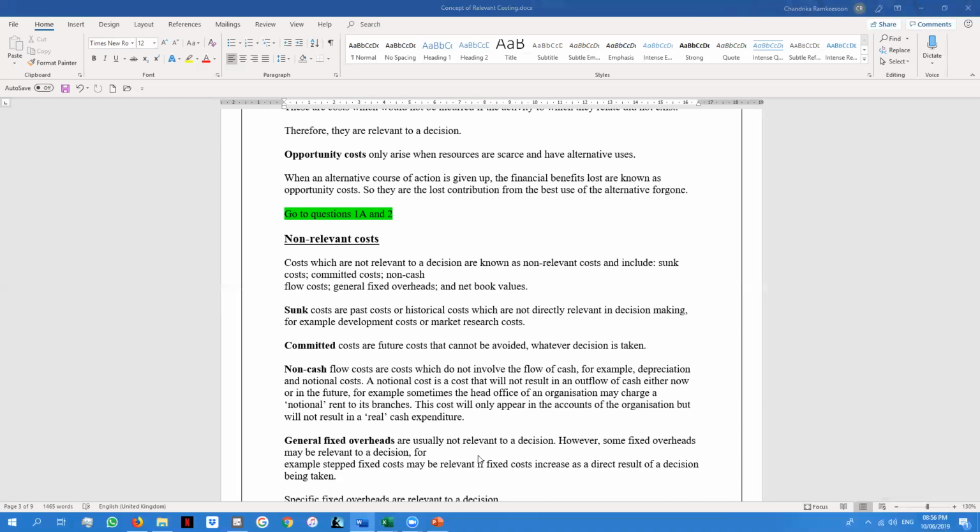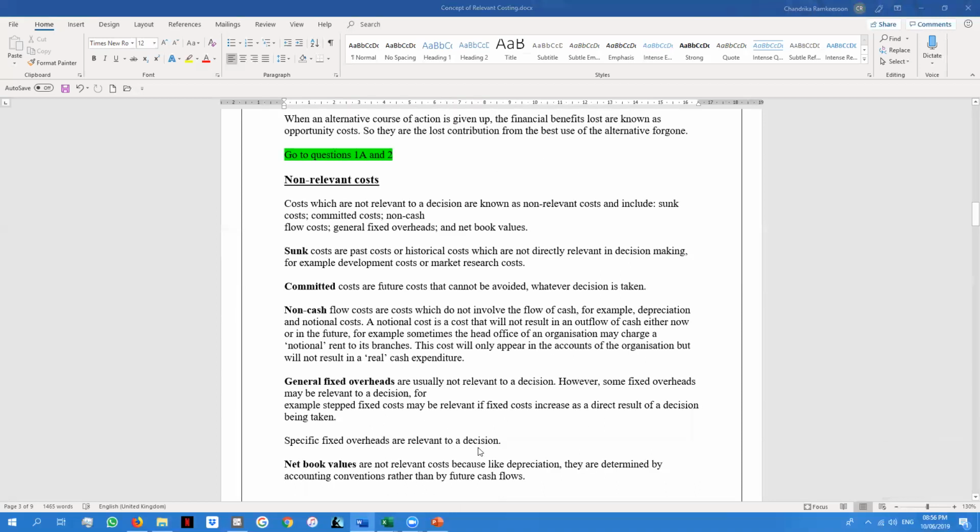General overheads are not usually relevant. I explained this to you about overheads. However, some fixed overheads would be relevant to a decision. For example, step fixed costs may be relevant if fixed costs increase as a direct result of a decision undertaken.